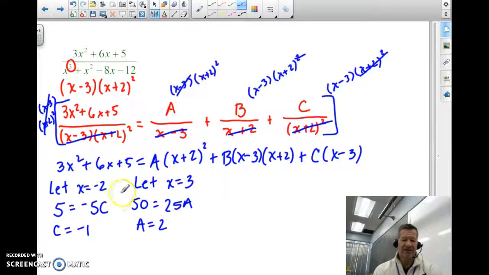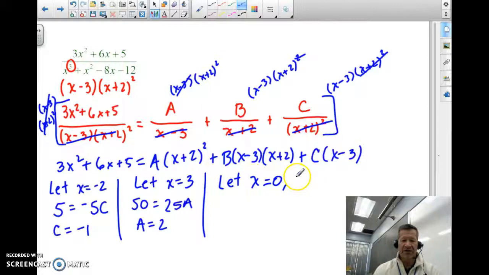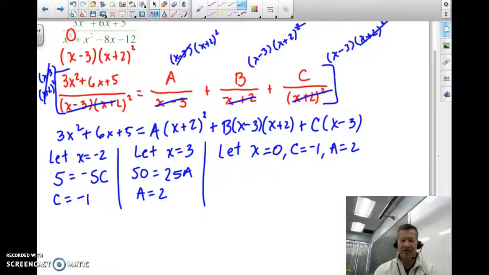Now here's the different part. I ran out of things to let x equal, right? Well, the good news is the only thing I don't know anymore is b. And I already know a and c, so I can actually let x equal anything I want to other than negative 2 and 3 again. Now, I like 0. I'm going to let x equal 0, and I'm going to remind myself that I found c is negative 1 and a is 2. So now watch this. Let me scroll a little bit here.